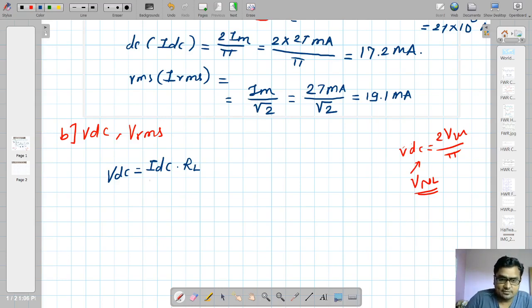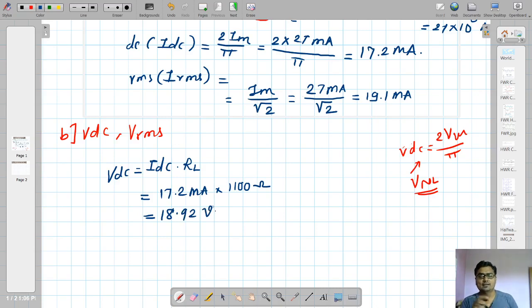Now what is the value of IDC? We have calculated it in part A. IDC, I think, is 17.2 milliampere, multiplied by the value of load resistance. Now if I put this in and calculate, I'm getting 18.92 volt. Don't forget to write the unit, volt. This is what VDC is.